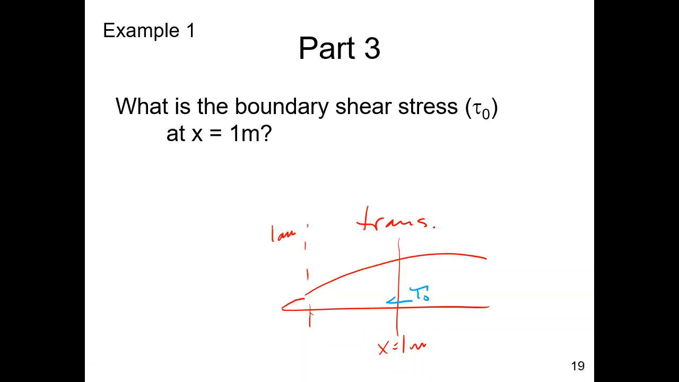Why? Because remember, shear stress is related to the velocity profile, du dy. And as you move along the plate and just stay where y is equal to 0, right at the plate surface, that velocity gradient is changing everywhere. So we're asking a specific question, what's the shear stress right at this location? And it would be the same on the top as it is on the bottom.